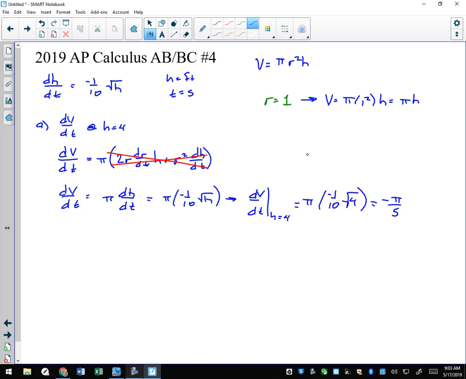Always include units. Volume over time. We found dV/dt. Volume would be feet cubed, and my unit of time is seconds. I'm going to make that 5 look more 5-ish. There. All right. Question B.